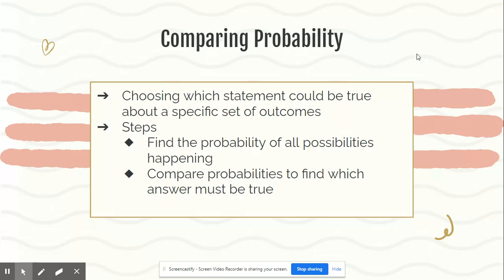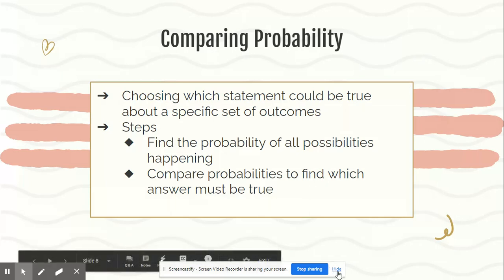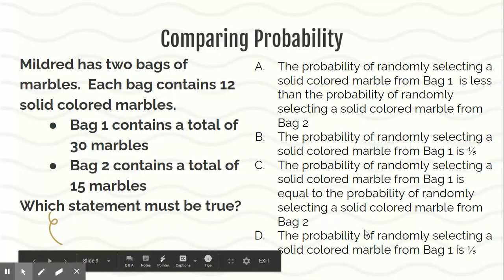So we're going to be choosing which statement could be true about a specific set of outcomes. These are all going to have things like, tell me which of the following statements could be true in the event that this is your probability. We're going to find the probability of all of our possibilities happening and then compare our probabilities to find which answer must be true. It's just easier to go through examples. These all have A, B, C, D answers.